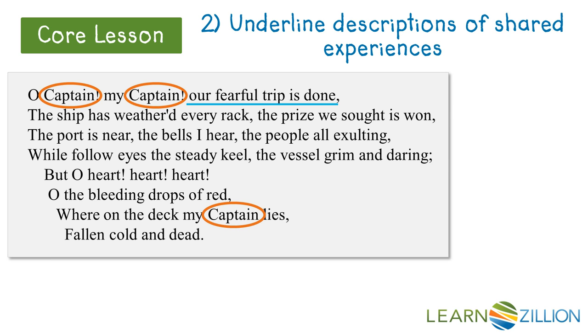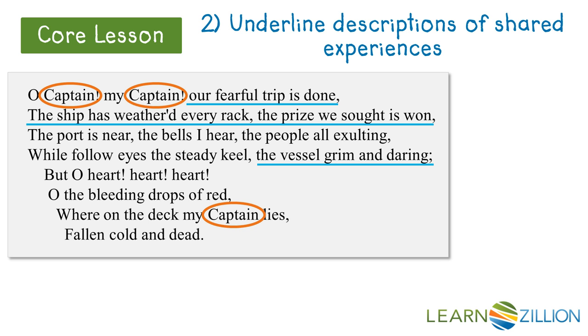That whole 2nd line represents an experience they had together on their trip. The ship they were in weathered difficulty, and they were successful. Let's underline that whole line. I also see in line 4 that it says their vessel was grim and daring. That suggests to me that it has been dangerous, possibly deadly, but that they didn't lose courage. That is a shared experience.